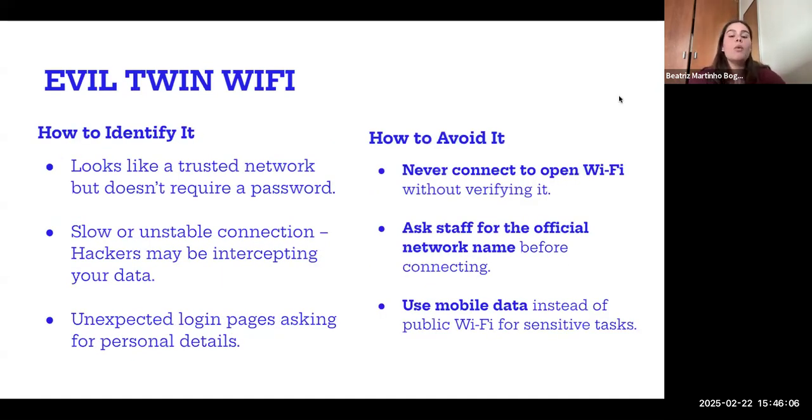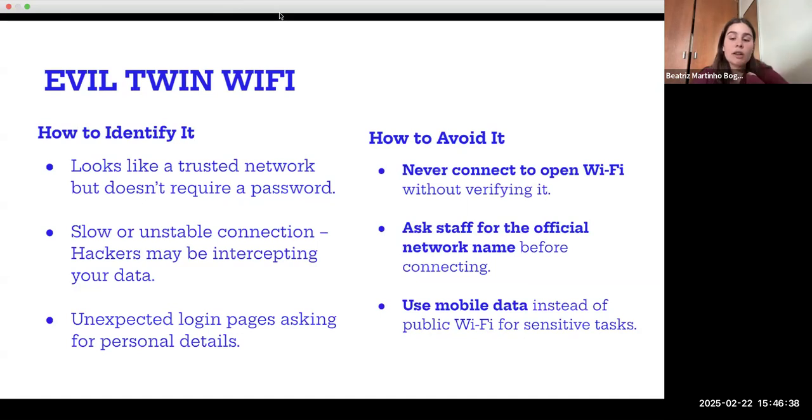How to identify it? While it looks like a trusted network, as I mentioned, it will most likely not require a password because it's going to be public. And then it also has an unstable connection. If you see an unexpected login page asking for details that are not necessarily only your name, do not connect to the Wi-Fi because it's most likely evil twin Wi-Fi. And then to stay safe, always, as I mentioned, confirm the official network name with staff, maybe use a VPN, use data. And yeah, just as long as you can avoid using public Wi-Fis that you're not sure if they are connected to a store or to a place, do not connect to that Wi-Fi.